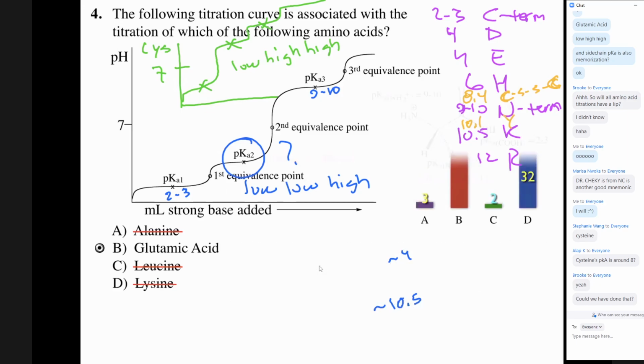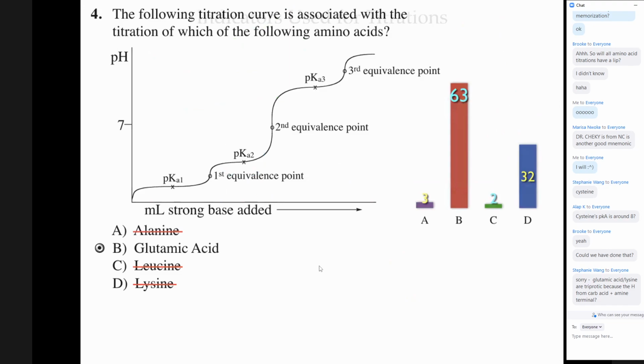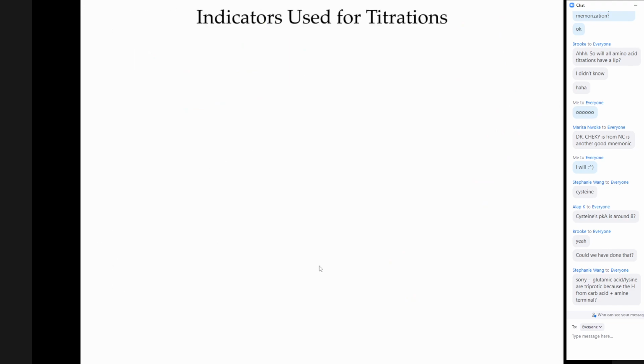So, full circle back to where we started. Indicators, not a lot. Oh, sorry, question. Yeah, they have a carboxyl terminal and an amino terminal, like all amino acids, but they happen to have a side chain. The lysine side chain is an amine group, which happens to have a pK, in this case, 10.5. And glutamic acid has a side chain of a carboxylic acid beyond just the carboxyl terminal. So that's a third proton. Every amino acid always has at least two, the amino and carboxyl terminals.